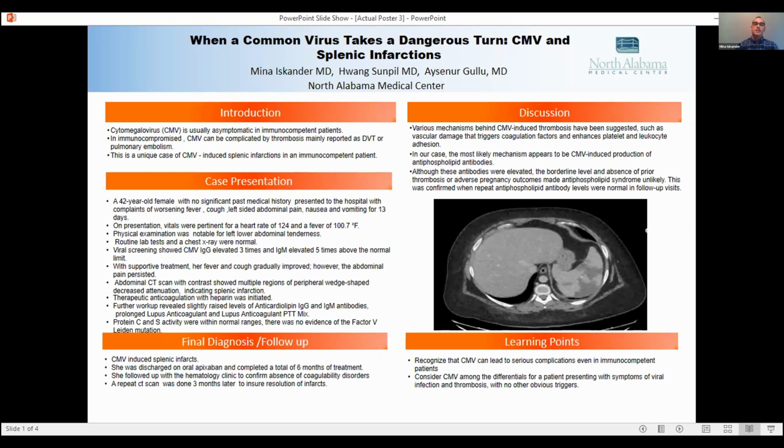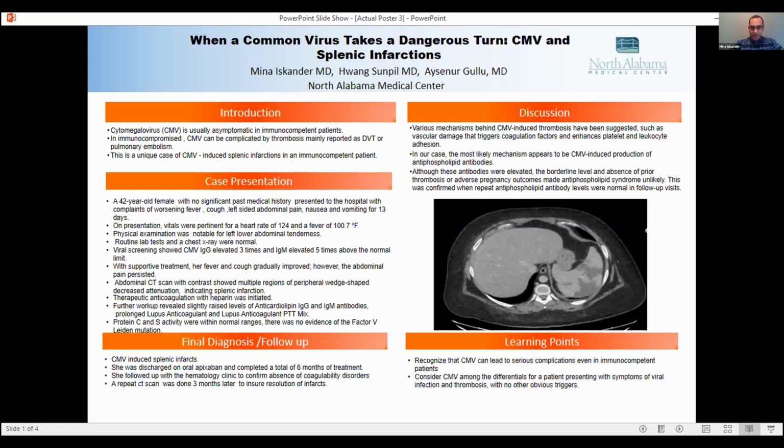The patient was then discharged on oral apixaban, and she completed a total duration of treatment of 6 months. During that period, she followed up with the hematology clinic just to confirm the absence of other underlying causes that might have caused these thromboses. Her levels of anticardiolipin and antiphospholipid antibodies were repeated, and they normalized after a few weeks.